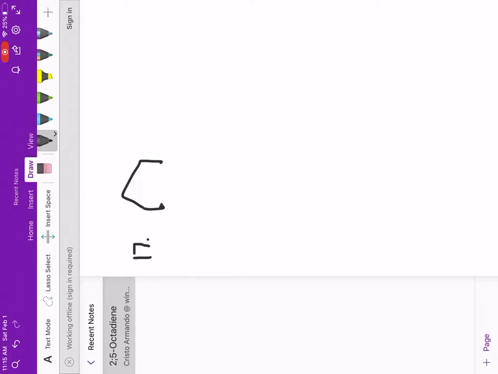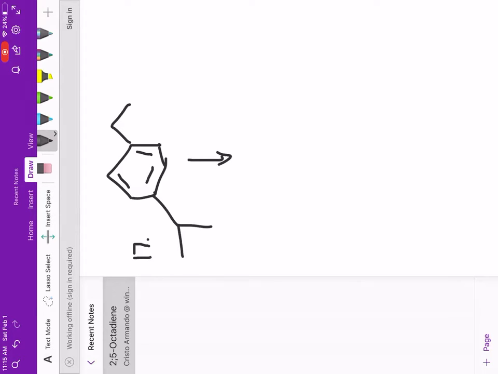We have this benzene ring, and the benzene ring can also be drawn like this, with conjugated double bonds. We have an ethyl group, and then we have an isopropyl group going off. If we treat this with NBS, what are going to be the products?